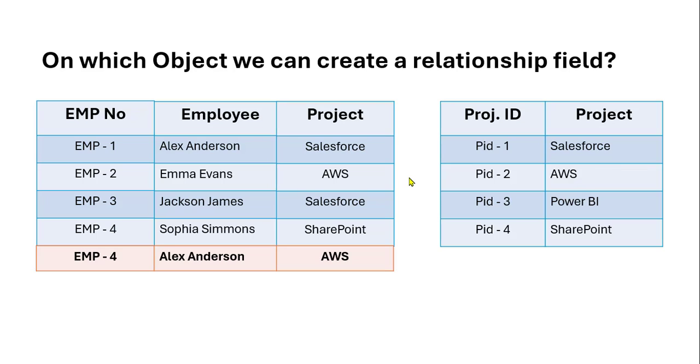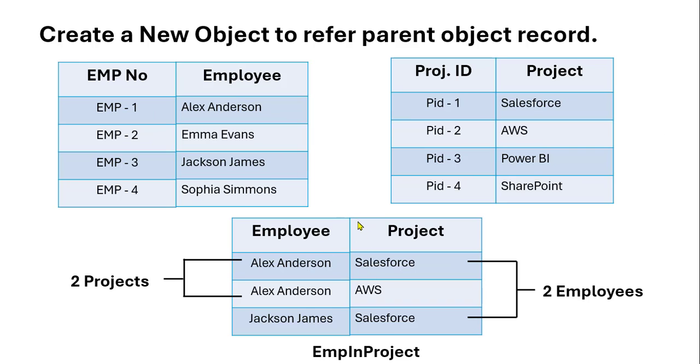So now if we cannot create relationship field on employee object as well as project object, then here we can create this relationship field. So for that we can create a new object and we can give name as employee in project. And on this object we can create two relationship fields, where one field refers to the employee object and another field will refer to the project object.